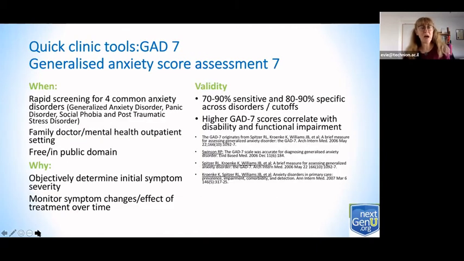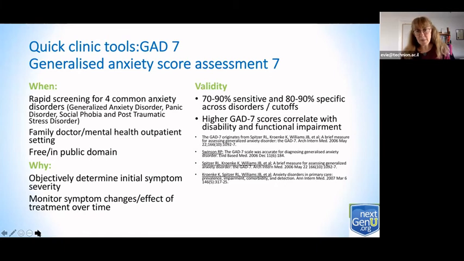However, let's move on to some other tools that we use a lot in the UK, because they're very quick clinic tools. The first one of these is GAD-7, which is the Generalized Anxiety Disorder Assessment 7. It's a rapid screening tool for 4 common anxiety disorders. That's GAD, panic disorder, social phobia, and post-traumatic stress disorder. It's often used in a family doctor or a mental health outpatient setting, and it's also free and it's in the public domain. And it's very handy to objectively determine initial symptom severity. It's also very useful to monitor changes in symptoms or the effect of treatment over time.